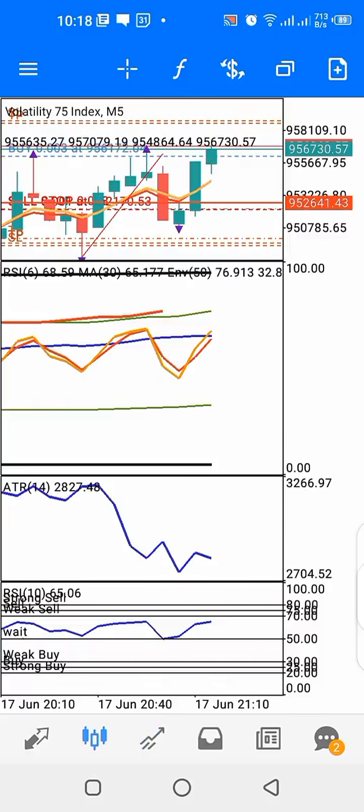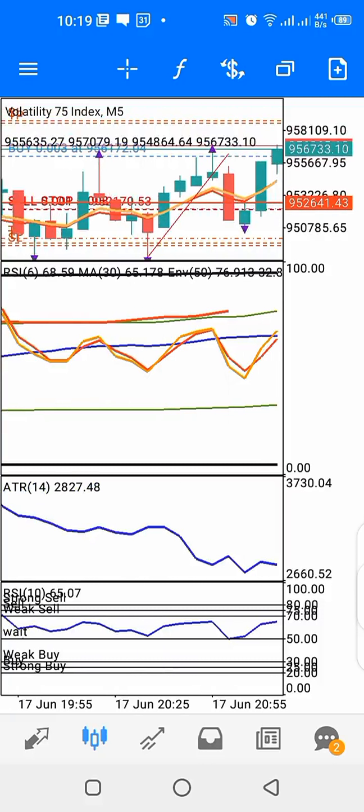So I have two running trades. I have a buy trade of 0.003, and I have a sell trade of 0.001, and I have a pending order, a sell stop of 0.008, in case price continues to go down. But for now, price is going up.